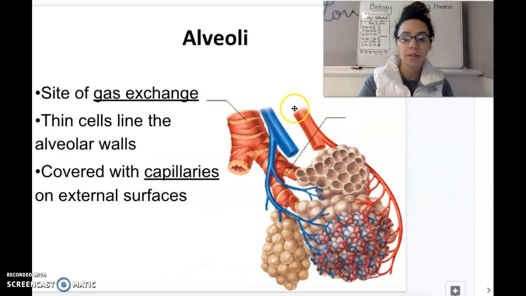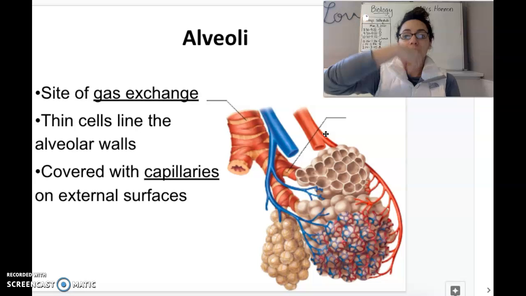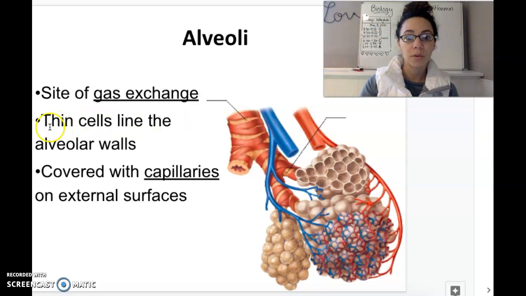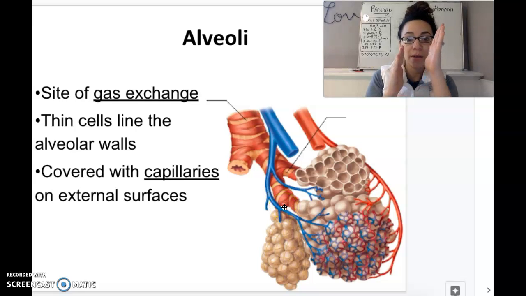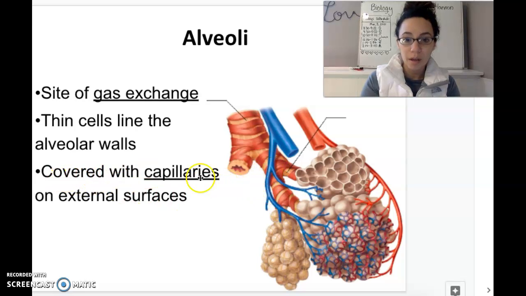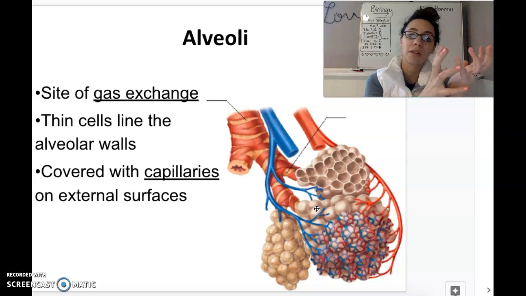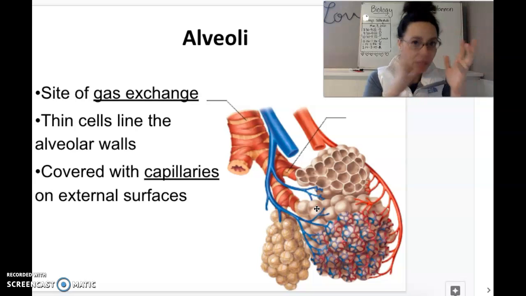All right, so here's a diagram of an alveolus here. Alveolus is singular. So this is the site of gas exchange. This is where we are taking in oxygen into the blood, getting rid of carbon dioxide. So the thin cells line the walls. They're only one cell thick, really thin. So one cell thick for the alveoli and one cell thick on the capillaries. So really teeny tiny things we're talking about here. Covered with capillaries on the external surface. So you can see here, it kind of looks like a bunch of grapes that are covered on the outside with a spider web of capillaries. That's exactly what it is.